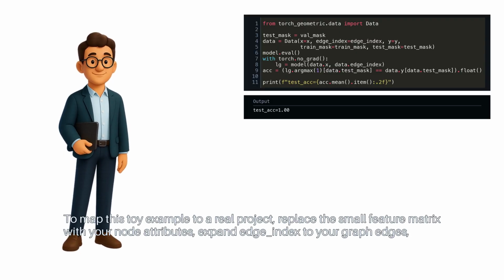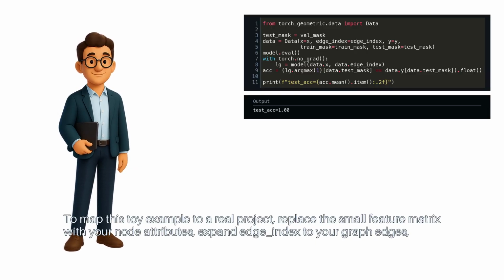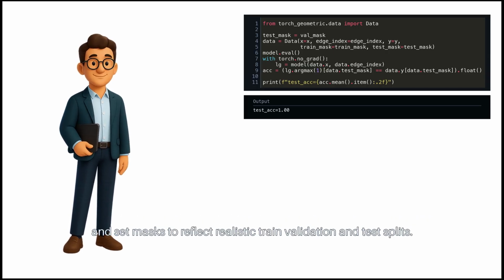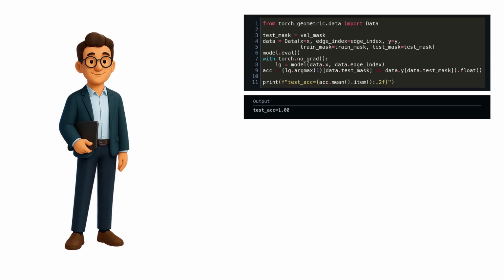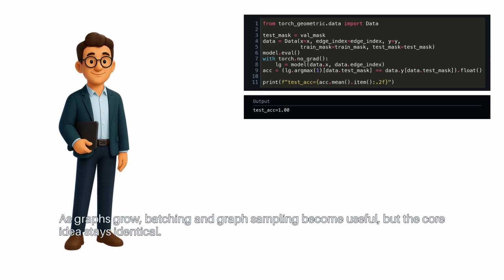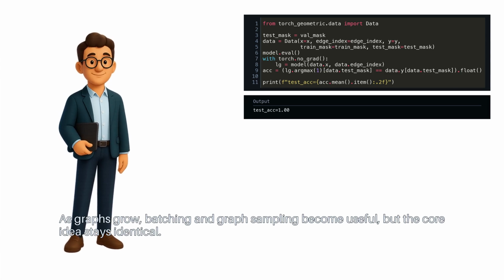The printed test accuracy summarizes the final baseline performance on held-out nodes and gives a metric you can monitor while iterating. To map this toy example to a real project, replace the small feature matrix with your node attributes. Expand edge_index to your graph edges, and set masks to reflect realistic train, validation, and test splits. The same message passing and evaluation flow applies. As graphs grow, batching and graph sampling become useful, but the core idea stays identical.